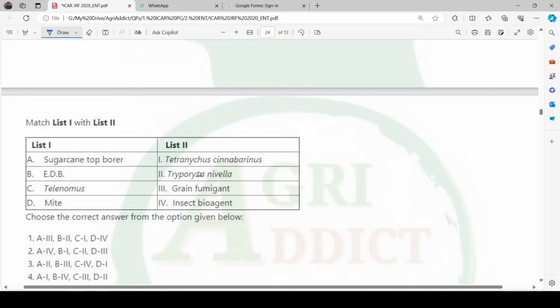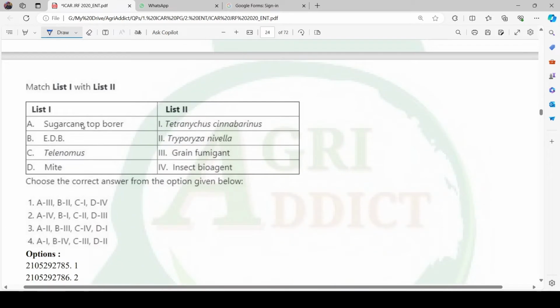Now next question is another matching type question. So first one, it is sugarcane top borer. So that is Scirpophaga nivella. Then EDB, ethylene dibromide. So ethylene dibromide is mainly a grain fumigant or storage grain fumigant. In stored houses or warehouses, it is used as a fumigant. Then Telenomus remus, it is a bioagent. And finally mite, Tetranychidae or Tetranychus cinnabarinus. So very easy matching. 3 is the correct answer.